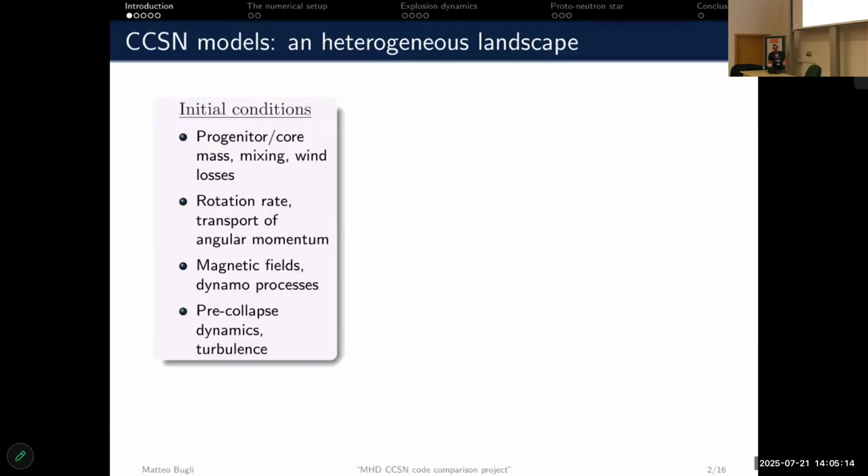So first of all, we start with the uncertainties in the initial conditions. We have to make a choice when it comes to a stellar progenitor, which comes with a certain core mass, certain history, a certain degree of mixing that has led to specific profiles. That also depend very much on the recipes over gigayears of 1.5D modeling in terms of mass losses, transport of angular momentum, and so on and so forth.